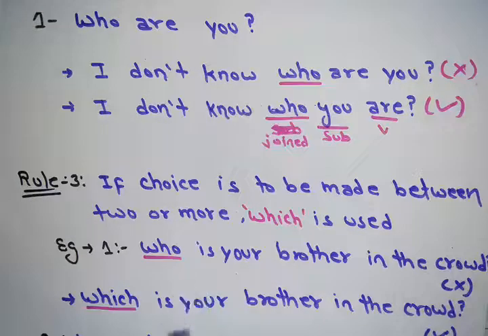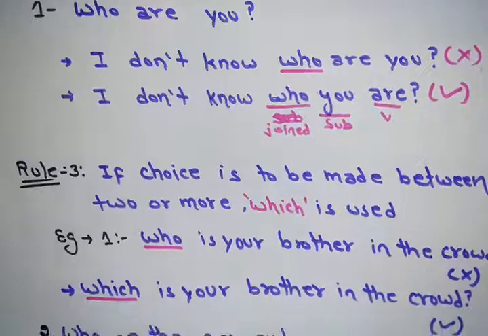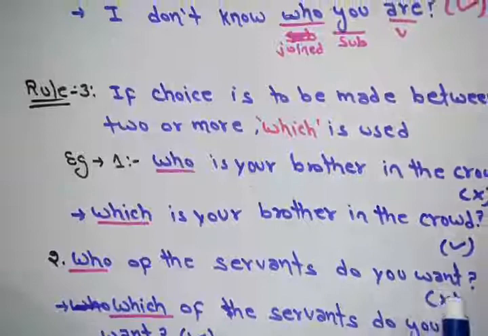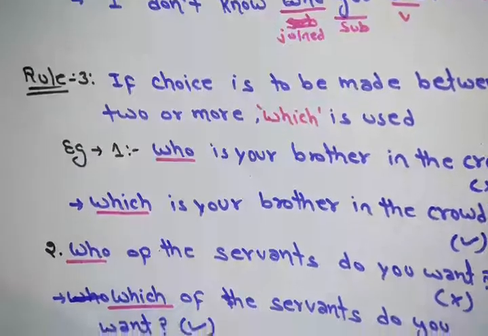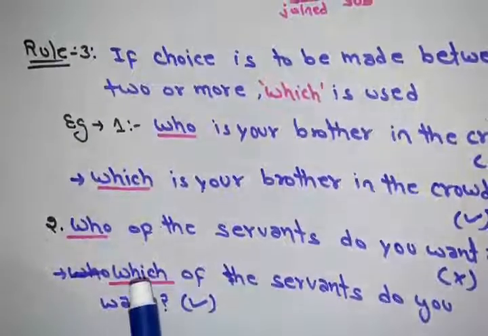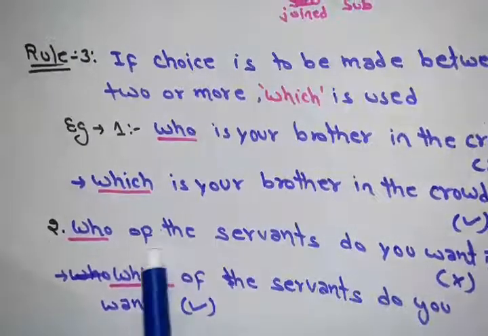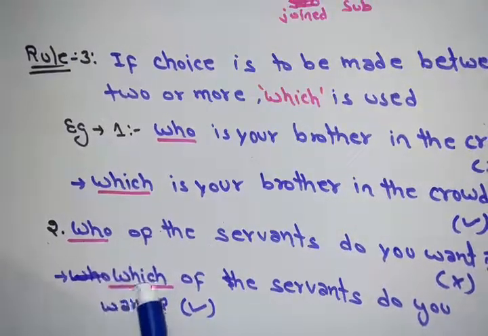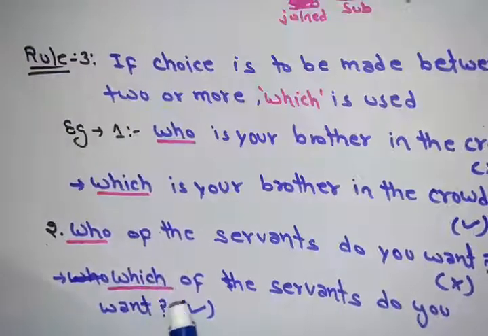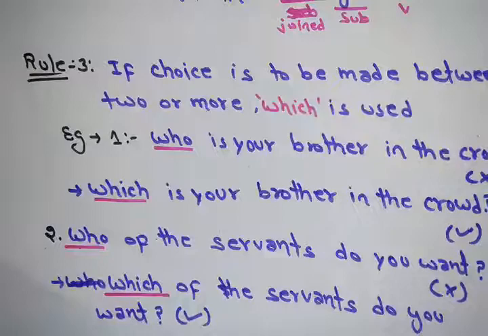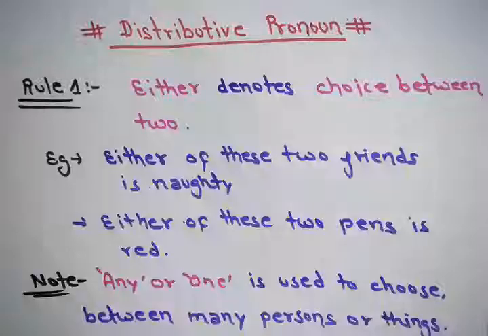So always remember. And a second example is, who of the servant do you want. So it's always wrong. Its right sentence is, which of the servants do you want? So which is always used if a choice is to be made between two or more. So which is used in the sentence.